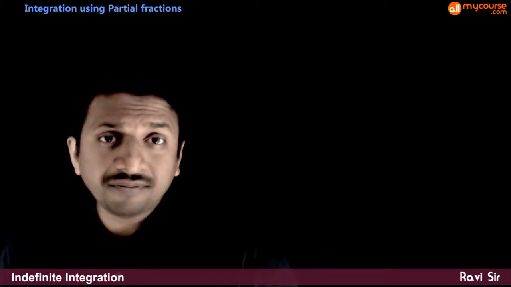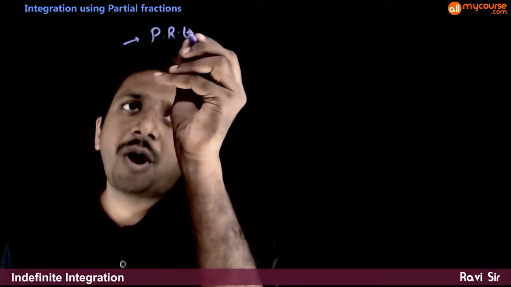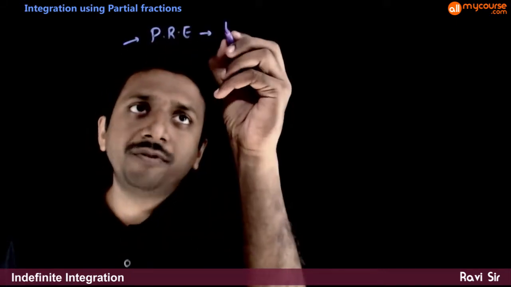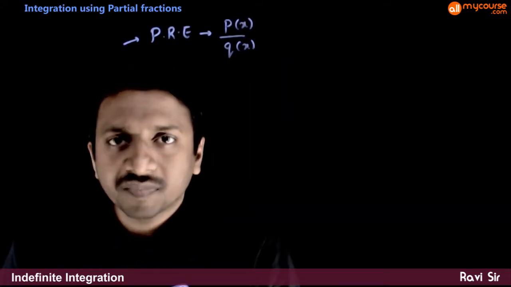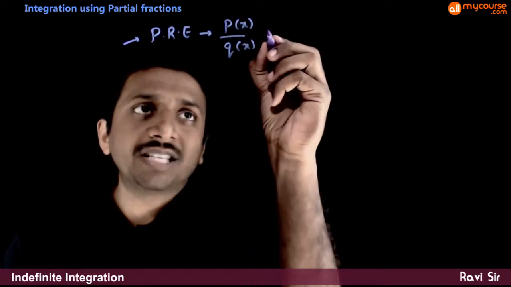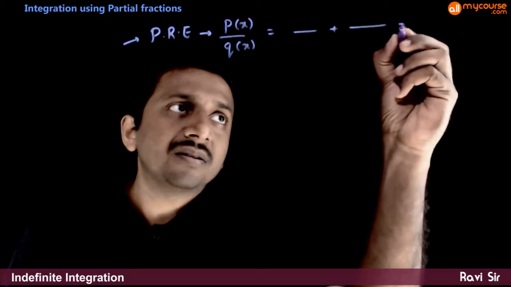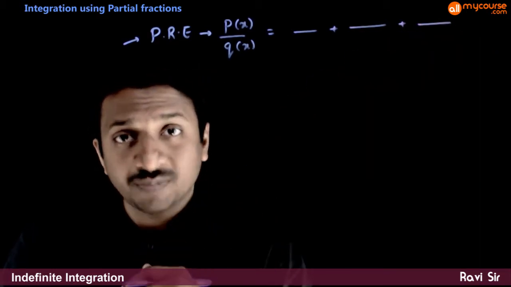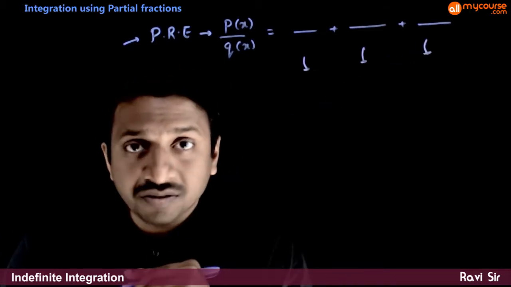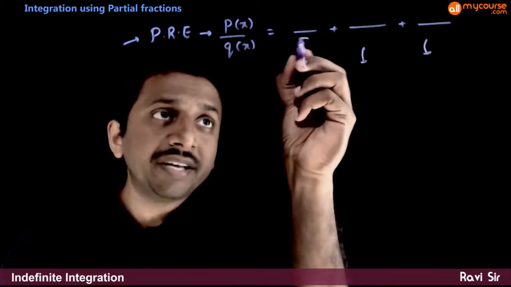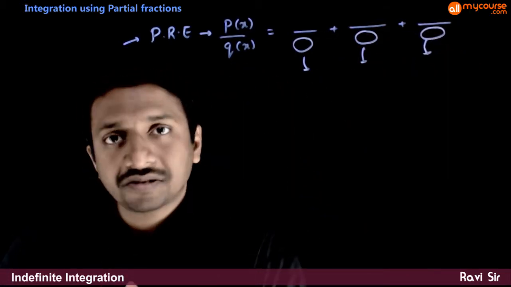And once you have a proper rational expression of the form p of x by some q of x, every proper rational expression can be expressed as a sum of proper rational expressions whose denominators are the simple factors of q of x.